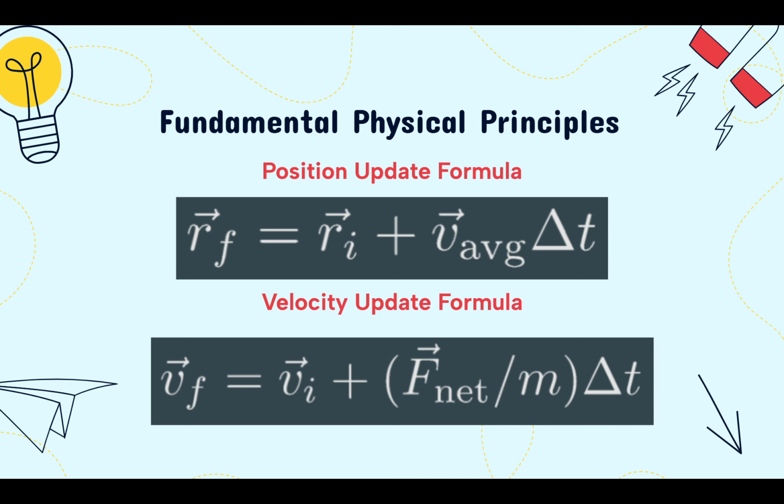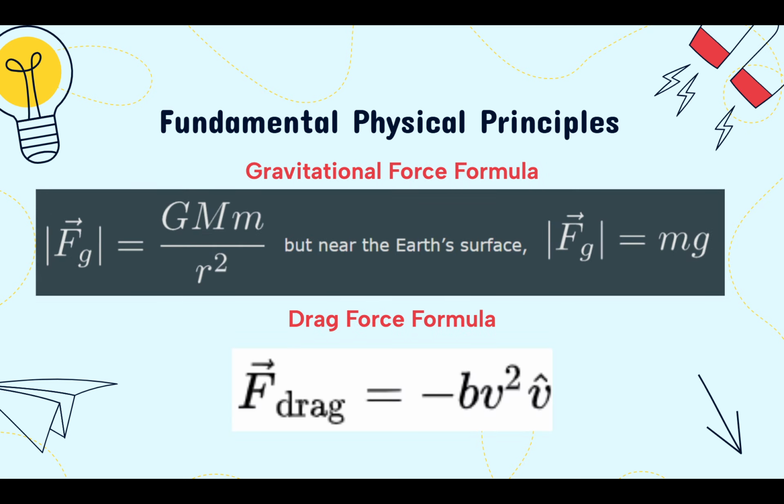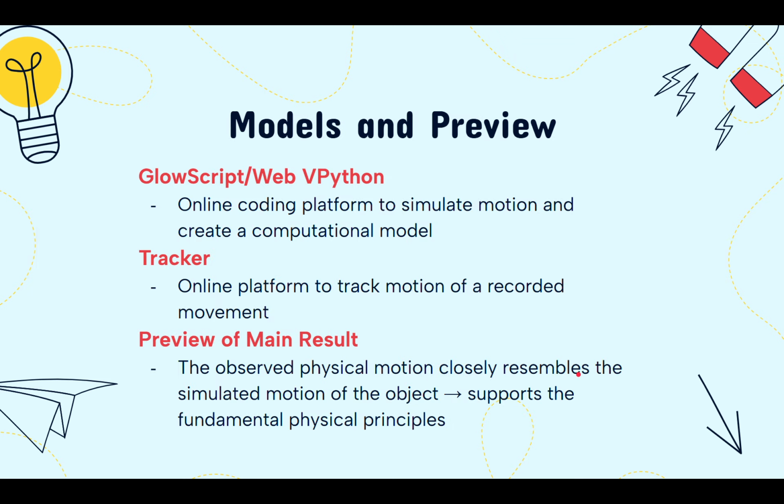Related to the velocity update formula is the position update formula, which is used to find the new position of an object after a time period has passed. The position and velocity update formulas allow for us to predict both the future position and the future velocity of a system. Other important formulas used in this lab are the universal gravitational formula, which can be simplified to the gravitational force close to Earth as a constant 9.8 meters per second squared. Also, the formula for the force due to drag is used in one of the computational models, Model 2.